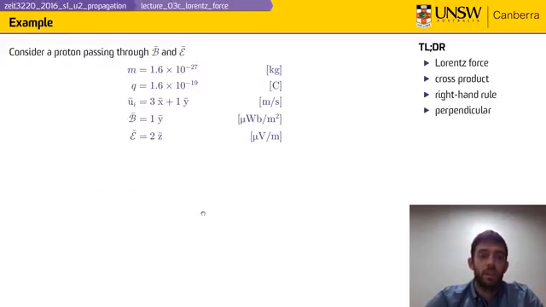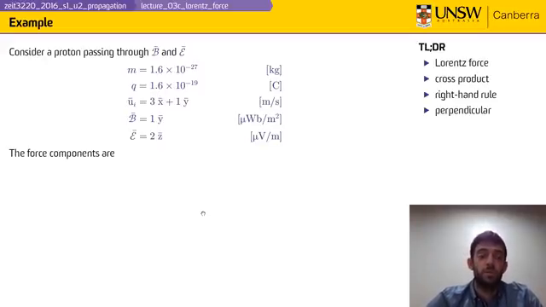So now if we look at an example, we can consider a proton passing through a B field and an E field. So the mass will be 1.6 times 10 to the negative 27th kilogram, charge 1.6 times 10 to the negative 19th coulombs. We will pick an initial velocity of 3x plus 1y meters per second. The magnetic field is 1 microweber per meter squared, and the electric field is 2 microvolts per meter.